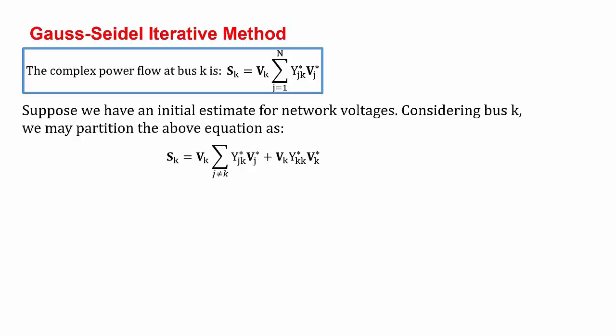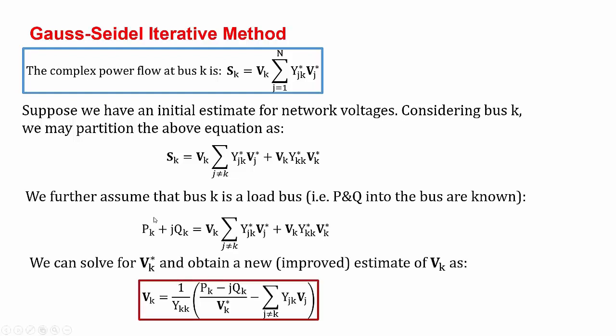And for a load bus, we would know the reactive and active power. If it is pure load, it will be out of the bus. So to make them into the bus, we'll use negative values of the load. In this case, we substitute the input P plus jQ equal to the output of the bus. Rearrange the equation, and we end up with this equation in Vk.